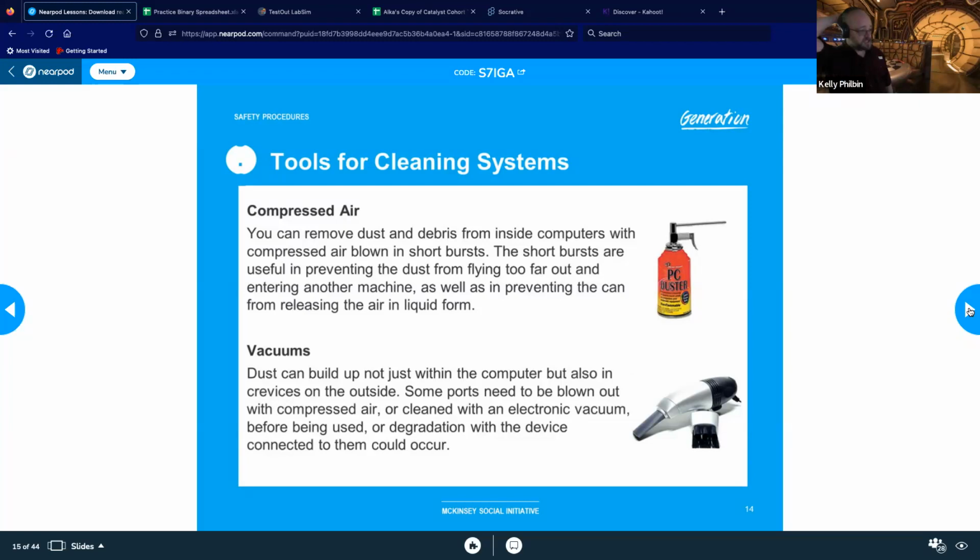Other things you can use, they have vacuums, but these are electronics-based vacuums, so they will not build up ESD. You cannot use a standard vacuum. A standard vacuum is going to have a lot of static discharge. So they have specialized vacuums for this as well. So air dusters, yeah.